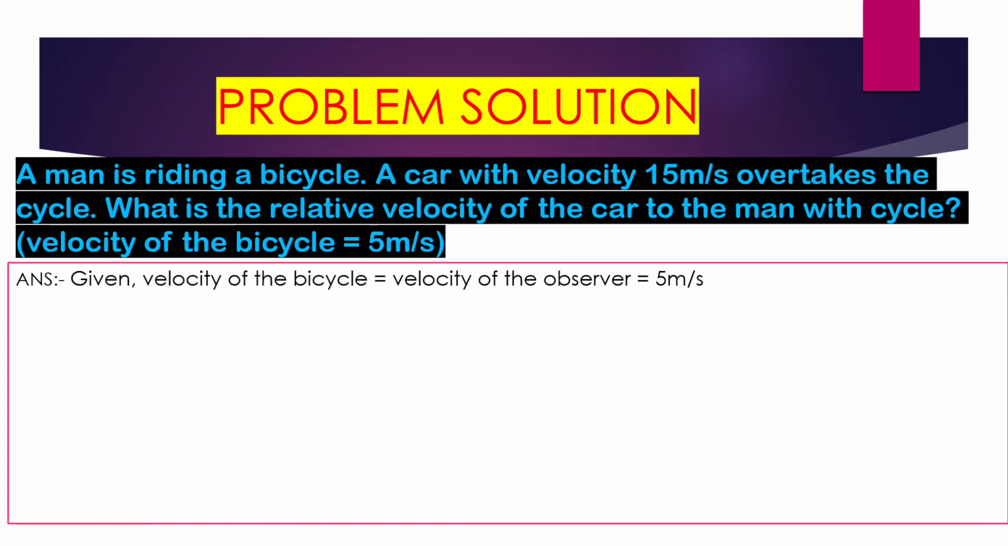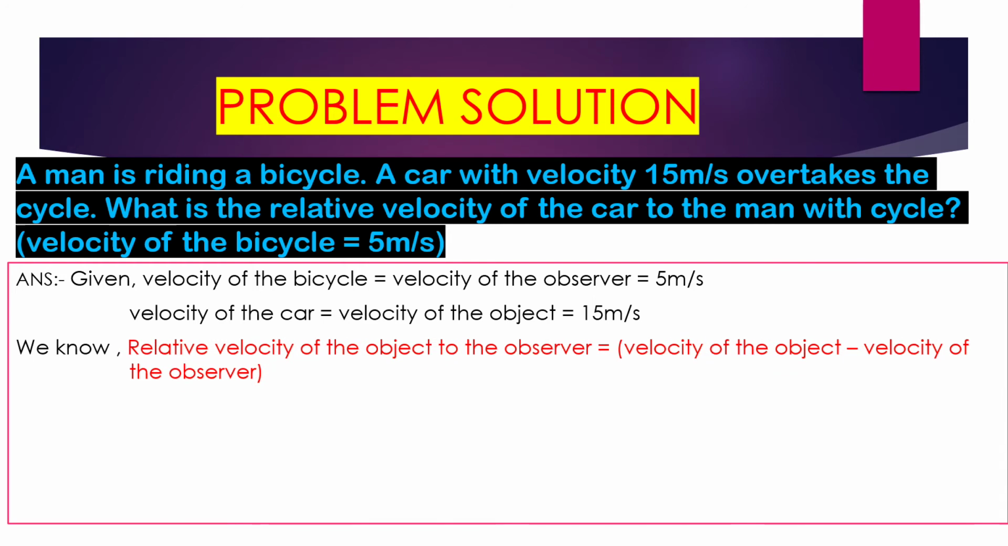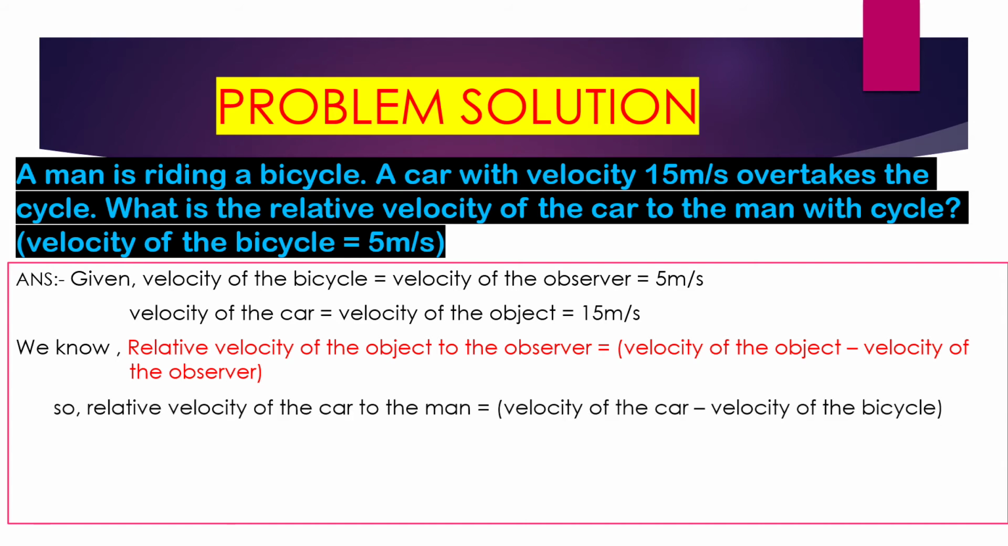So here the speed of the bicycle is the speed of the observer and the speed of the car is the speed of the object. We know that relative velocity of the object to the observer is equals to the velocity of the object minus the velocity of the observer. So the velocity of the car to the man is equals to the velocity of the car minus the velocity of the bicycle is equals to 15 minus 5, that is 10 meters per second.